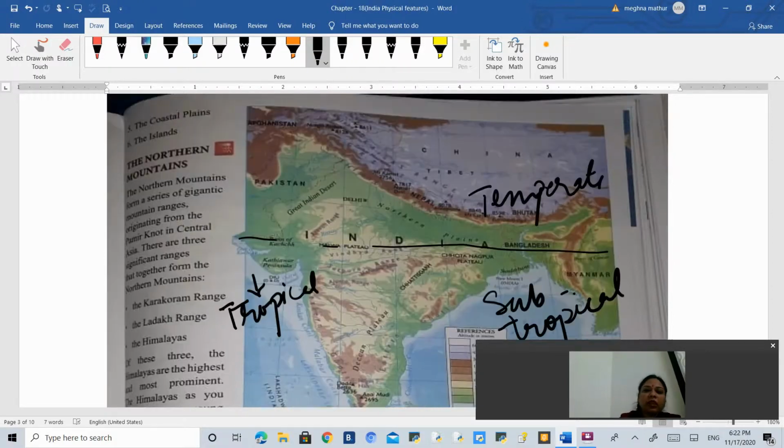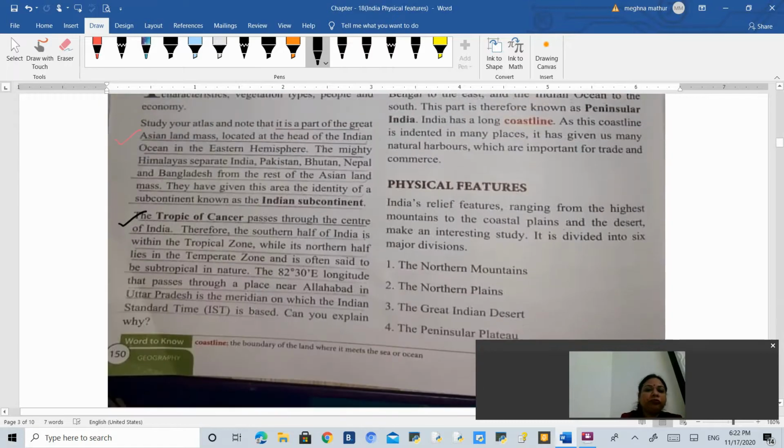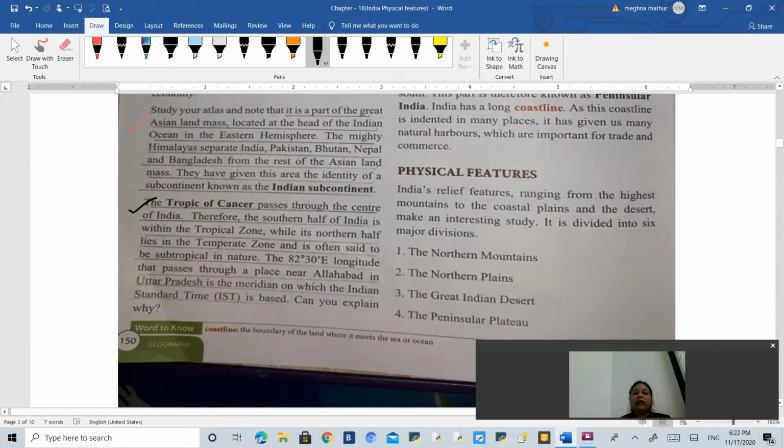Then India is divided at 82 degree 30 minutes east longitude, which crosses Uttar Pradesh. That is why our IST, the Indian Standard Time, which is followed by the whole of India, is 82 degree 30 minutes east. Whatever time is there in Uttar Pradesh will be followed in the whole country. So that is our IST, Indian Standard Time.